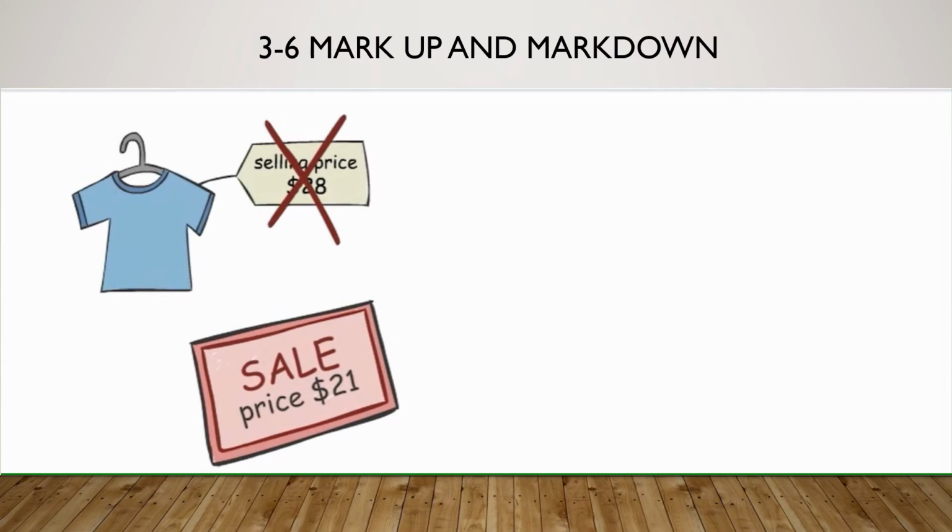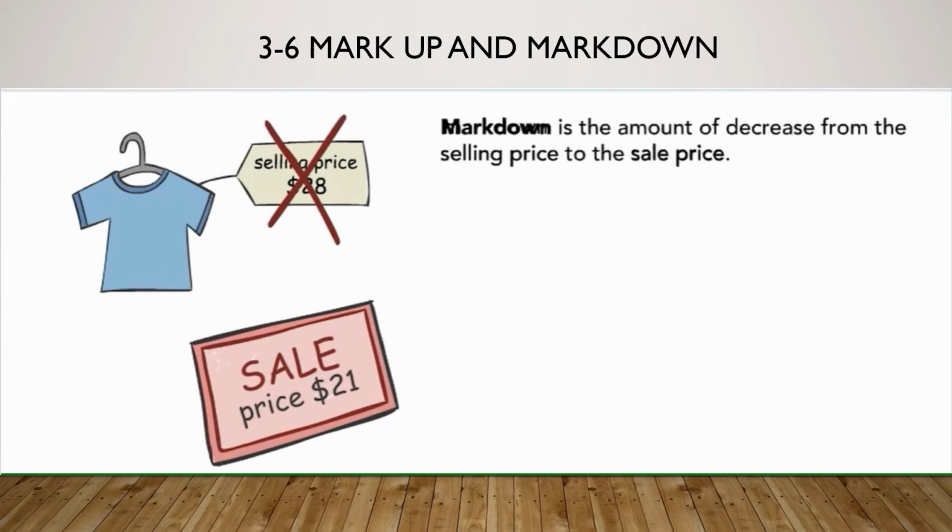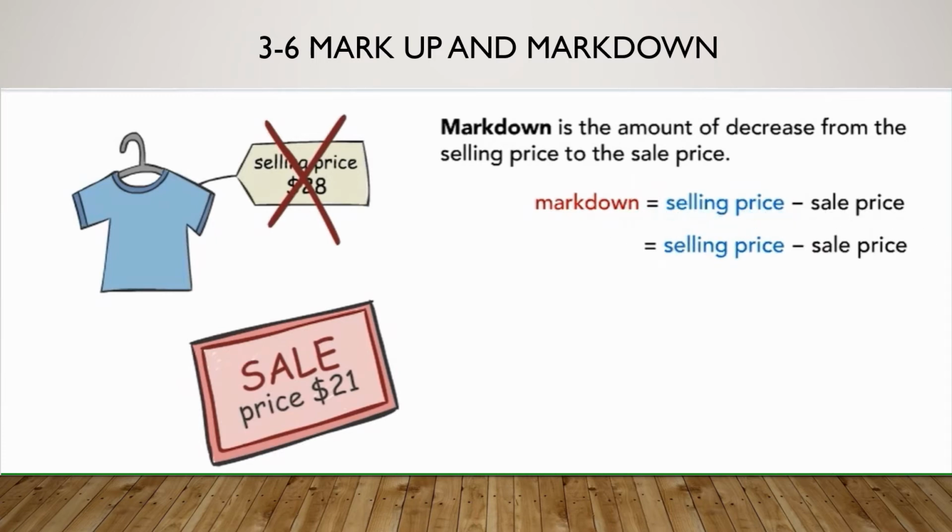When a store puts an item on sale, it reduces the selling price of the item. The amount of decrease from the selling price to the sale price is called the markdown. To find the markdown, subtract the sale price from the selling price. The selling price is 28 and the sale price is 21. So the markdown is $7.